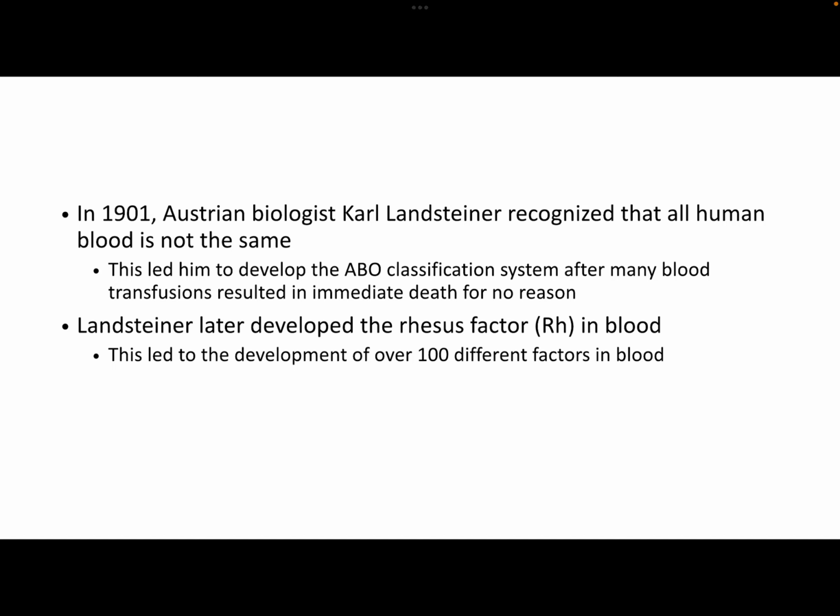In 1901, Austrian biologist Karl Landsteiner recognized that all human blood was not the same. They would have surgeries or give blood transfusions, and people would have these horrible reactions, throw blood clots, and die. And they couldn't figure out why this was occurring, why all blood was not the same. This led him to develop the ABO classification system after many blood transfusions resulted in immediate death for no apparent reason.